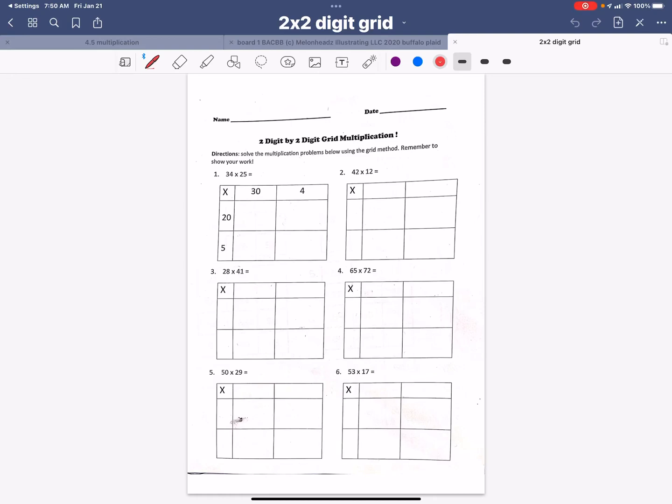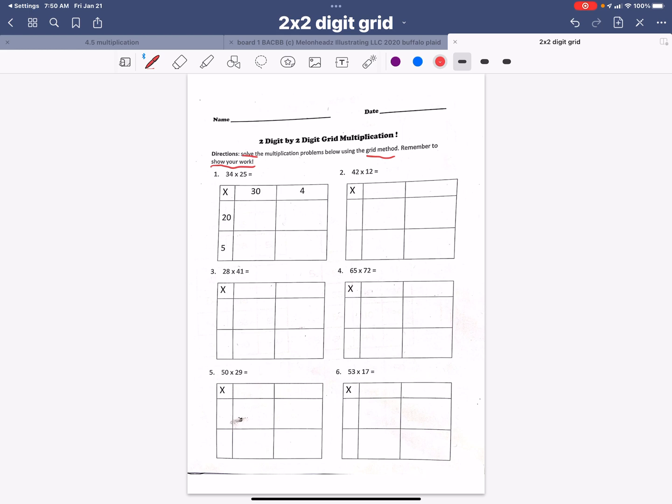Hey guys, so another method that we're looking at today is 2-digit by 2-digit grid multiplication. The directions say solve the multiplication problems below using the grid method. Remember to show your work. So we've got to solve using the grid method and we've got to show our work. Those are things that we can do.